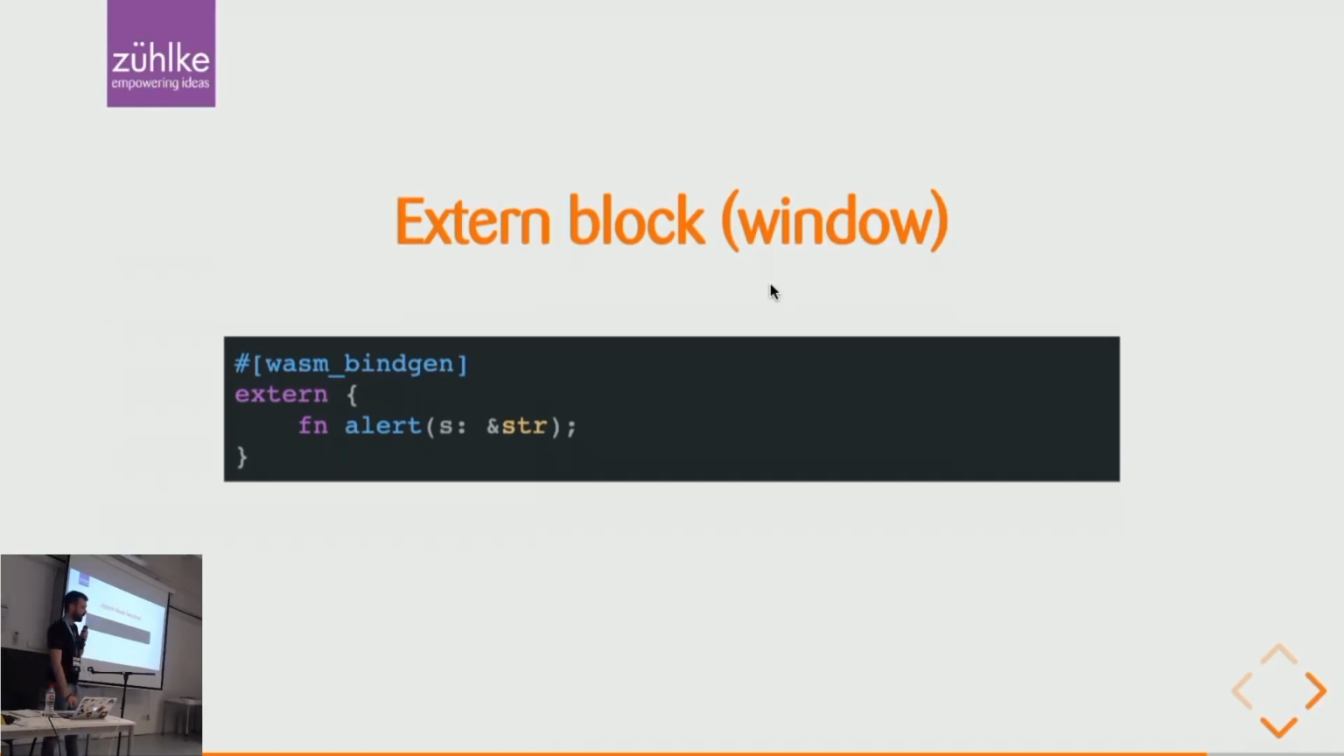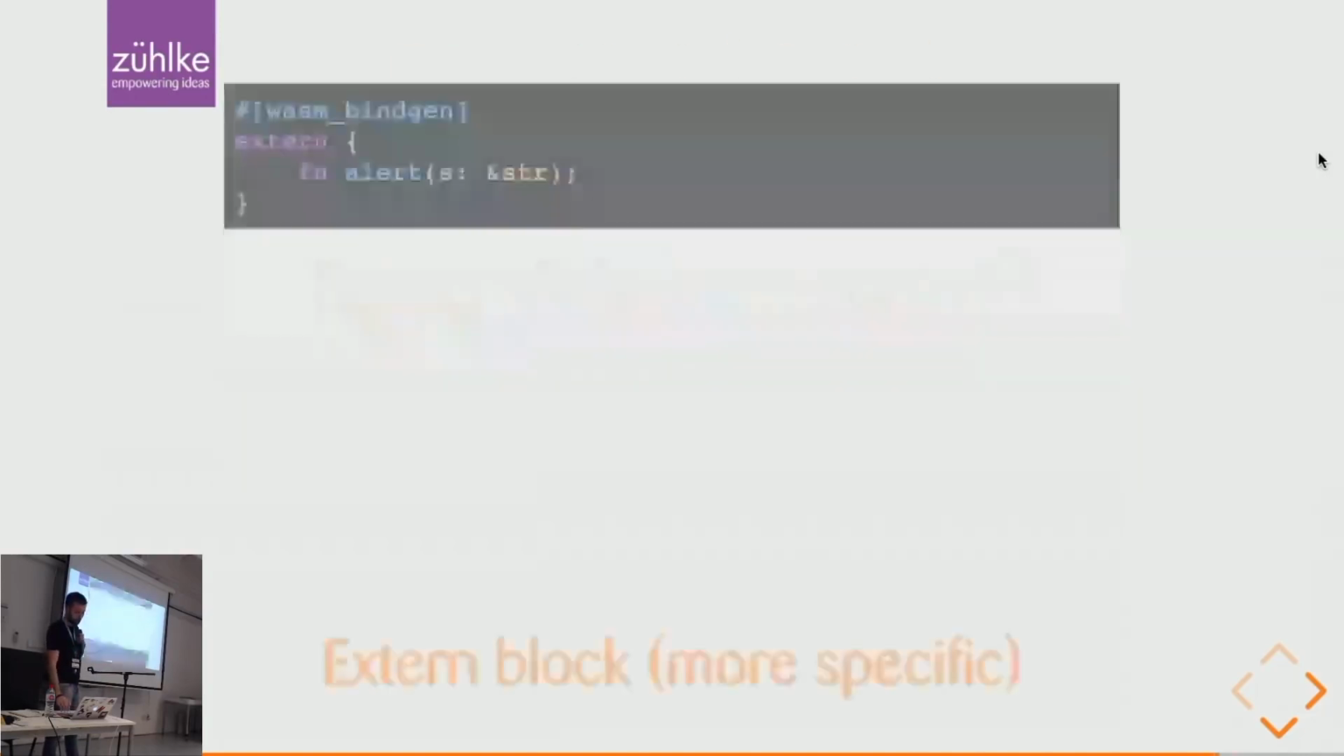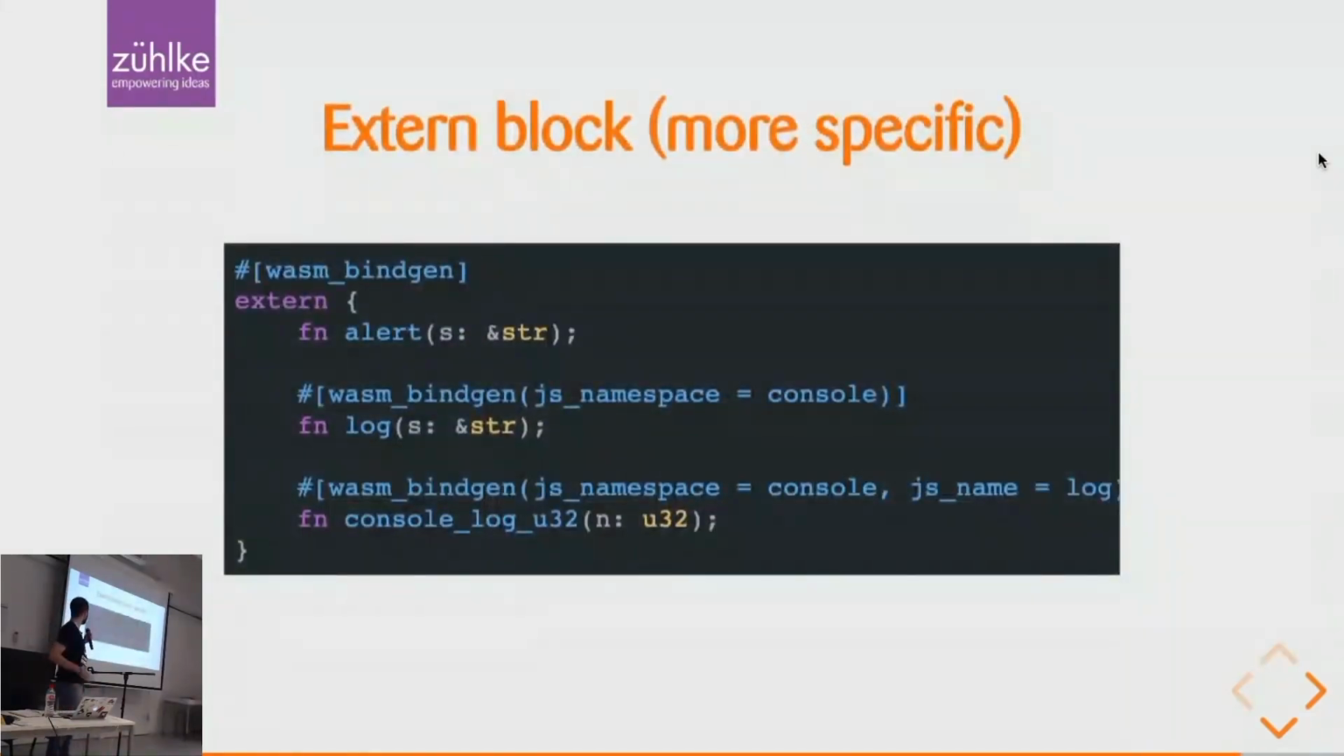and WebAssembly will inject the correct functions. Now you think, yeah, but what if I want to have some specific functions? So they have it covered. If you say nothing, there's no flag, it will search for window.alert. If you say, hey, the JS namespace is console, WebAssembly will go for window.console.log. So this is how we would inject console log.